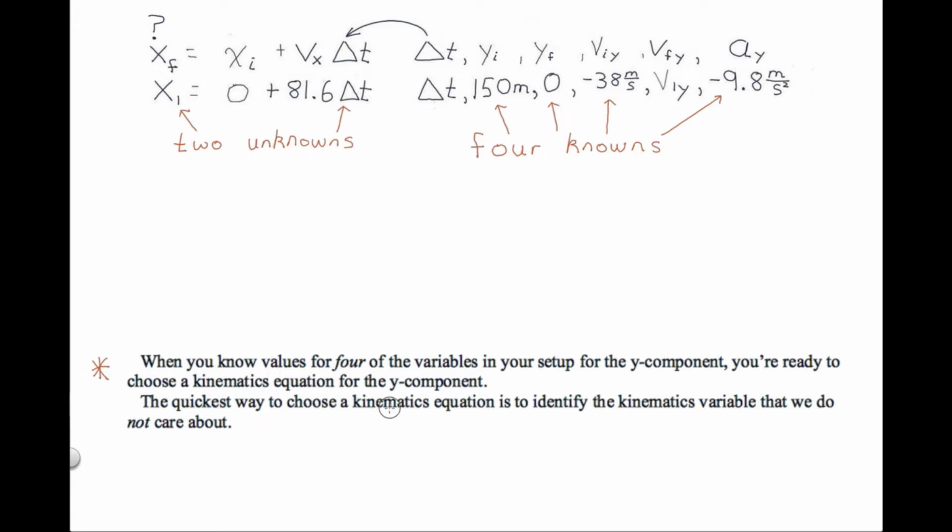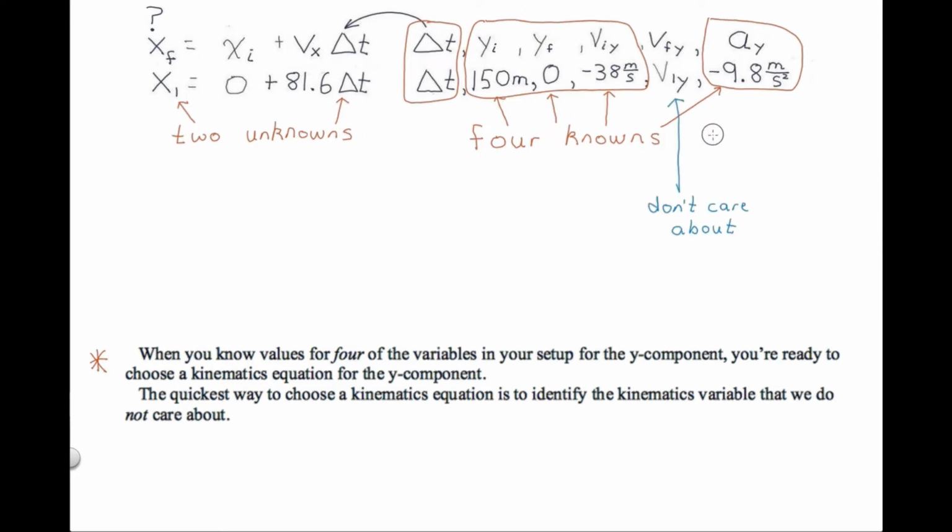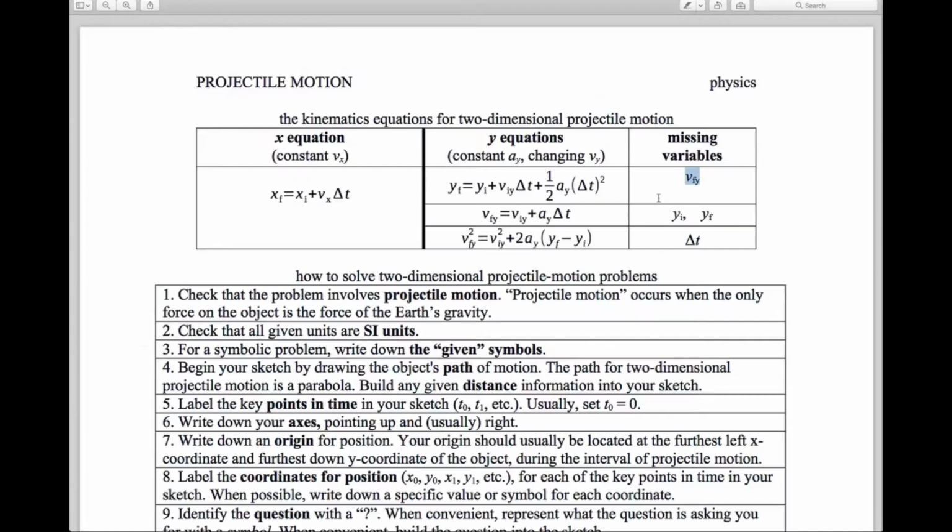The quickest way to choose a kinematics equation for the y component is to identify the kinematics variable that we do not care about. We care about these 4 variables because we know their values. And we care about delta t because we're planning to substitute our result for delta t into the kinematics equation for the x component. So for part A, the kinematics variable that we don't particularly care about is v final y. So we choose the kinematics equation that's missing v final y.